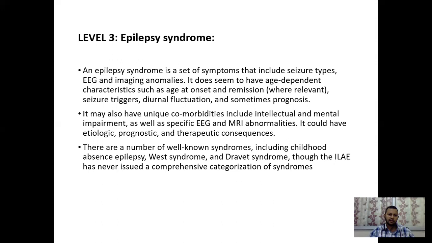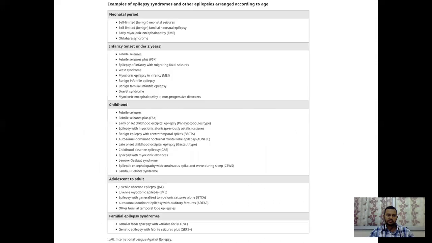There are a number of well-known syndromes, including childhood absence epilepsy, West syndrome and Dravet syndrome, though the International League Against Epilepsy has never issued a comprehensive categorization of syndromes. There are examples of epilepsy syndromes in the neonatal period, in infancy with onset under 2 years, in childhood, adolescent to adult, and familial epilepsy syndromes.